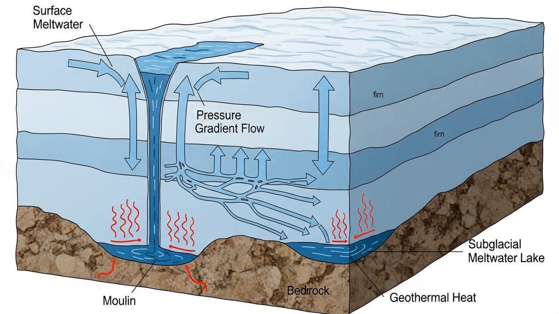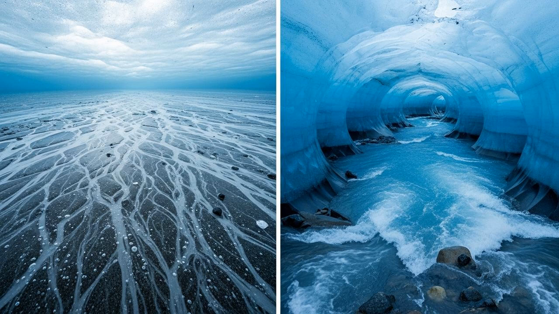But this water doesn't just sit there. It's forced to move, not by gravity as we typically think of it, but by pressure gradients. The immense, uneven weight of the ice creates areas of high and low pressure at the base, squeezing the water through a complex network of conduits, sometimes forcing it to flow uphill against the slope of the bedrock. This subglacial drainage system isn't uniform. It generally takes one of two forms, and the difference between them has huge consequences.